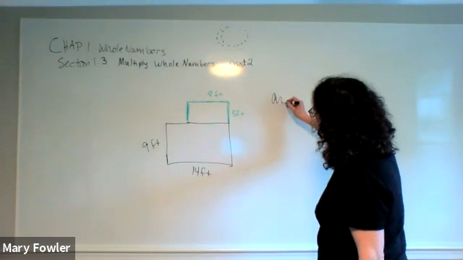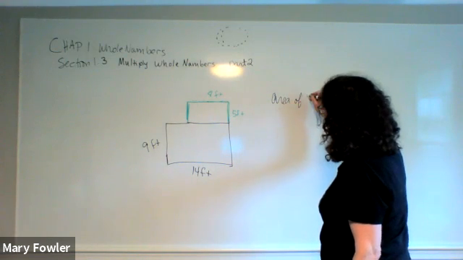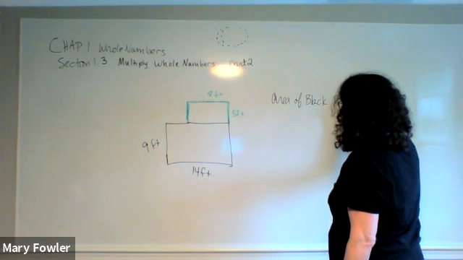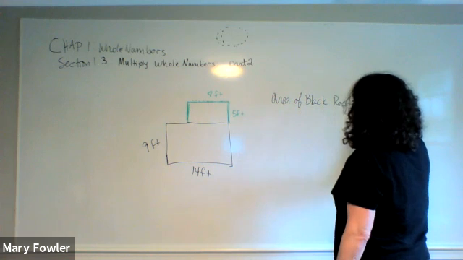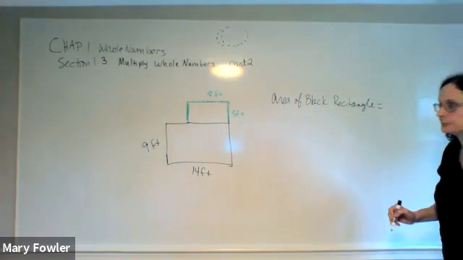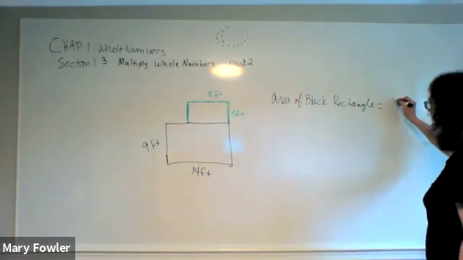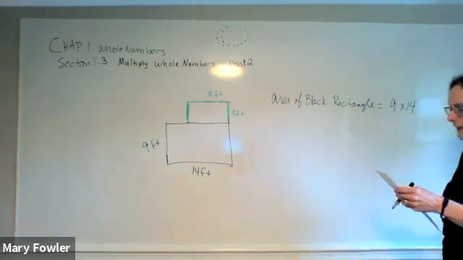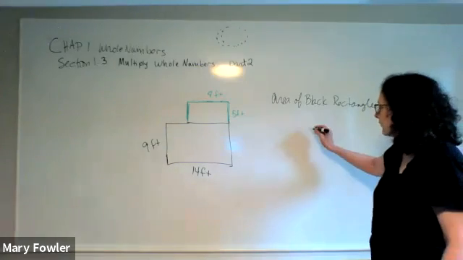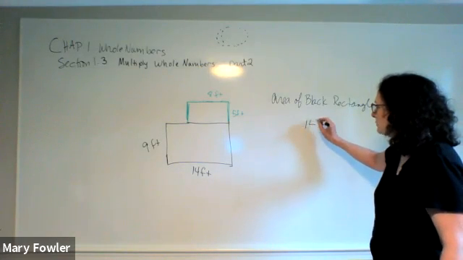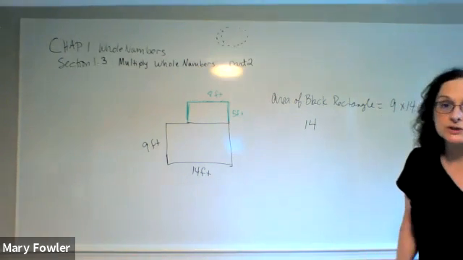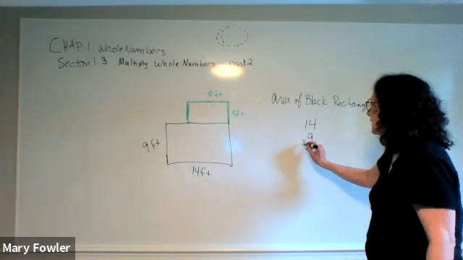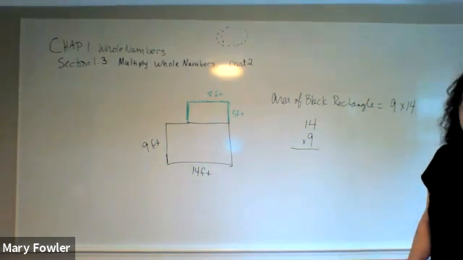So we have the area of the black rectangle is equal to 9 times 14. And when I go to write that vertically, I always write the number with more digits up higher. It's easier to keep track of the multiplication this way, okay?